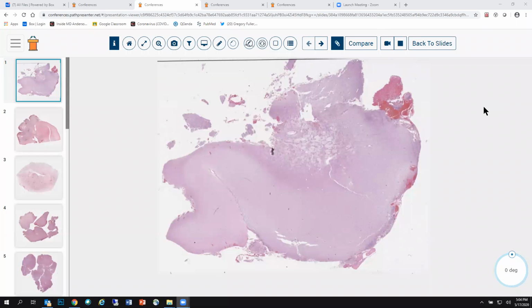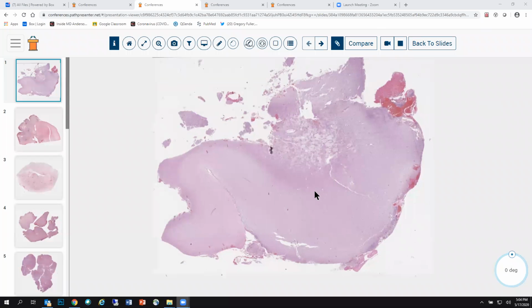Hi, welcome to Oncologic Neuropathology, Part 2. If you haven't watched Part 1, which is the overview of brain tumors, a PowerPoint presentation, it's highly recommended that you do that. But let's jump into the cases. Here's unknown case number 1.